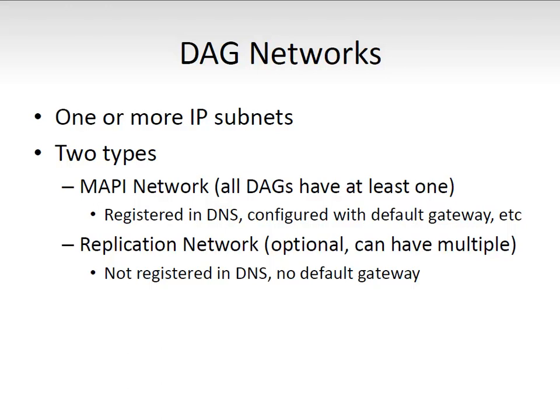Now, in addition to that, we also have replication networks. These are optional, and you can have one or you can have multiple replication networks for a DAG. And basically this is a dedicated network for mailbox database replication traffic to keep it off the MAPI network and keep it from saturating your production networks and interfering with client communications. However, it is actually optional. You don't need to deploy one with your DAG. The interfaces that sit on the replication network are not registered in DNS, and they don't have a default gateway configured. If they do need some routing between subnets, then that occurs using static routes.